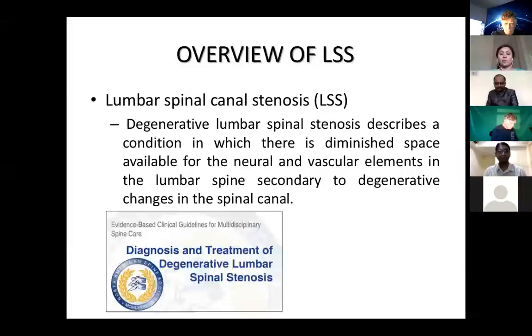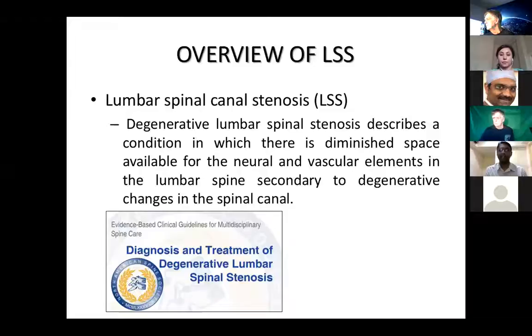Lumbar spinal canal stenosis, or degenerative lumbar spinal stenosis, describes a condition in which there is diminished space available for the neural and vascular elements in the lumbar canal secondary to degenerative changes in the spinal canal.